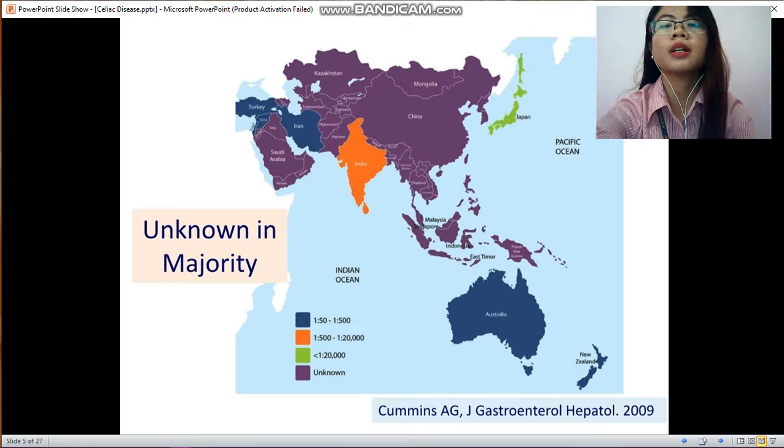First, the blue one here, 1 in 50 to 1 in 500, like Australia, Iran, and Turkey. The orange one, 1 in 500 to 1 in 20,000, like India. Then the green one, like Japan here, is less than 1 in 20,000, and the violet one are the unknown, like China and the Philippines, unknown in the majority of the other countries.